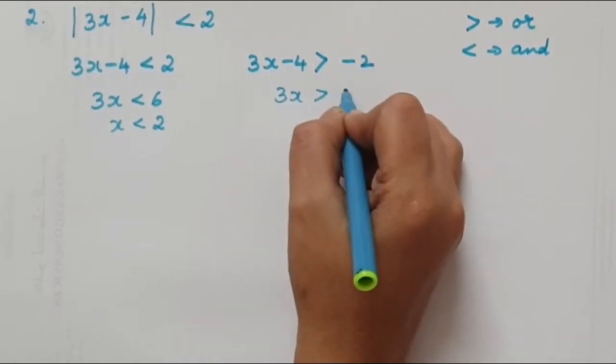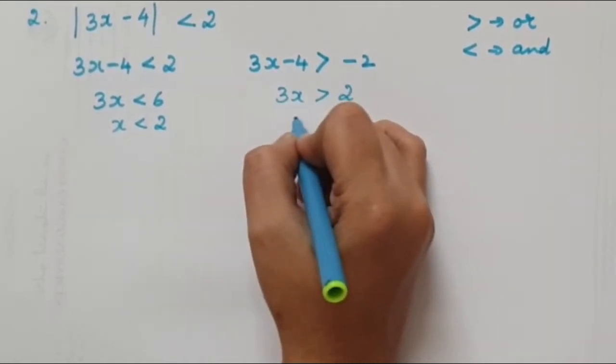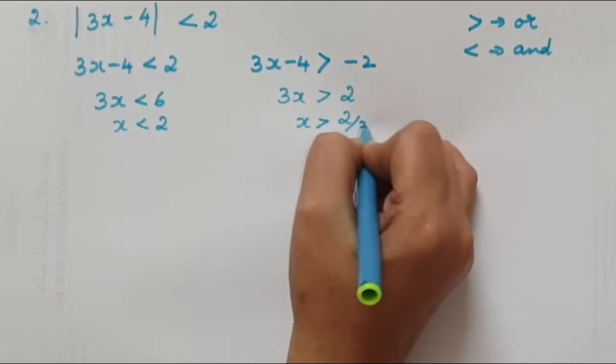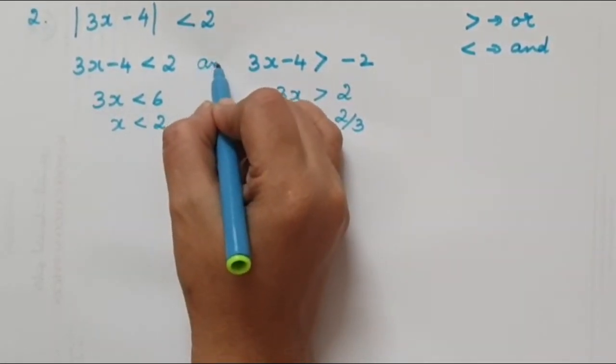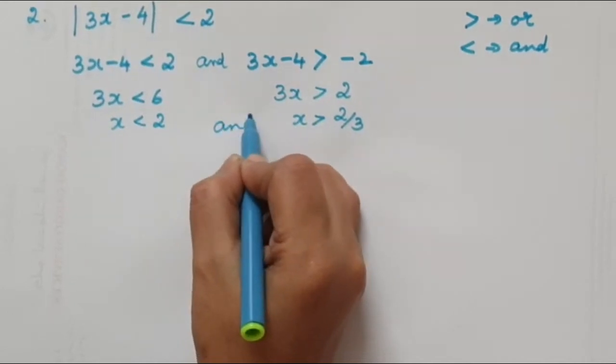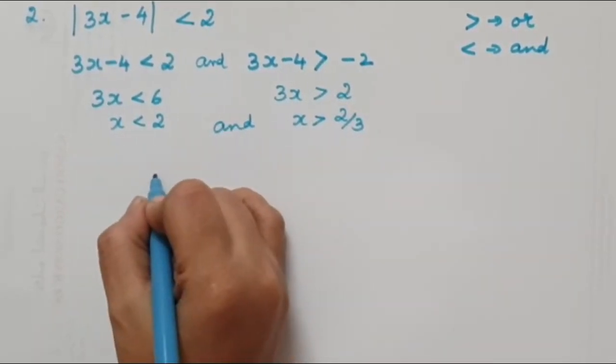3x is greater than 2. x is greater than 2 over 3. Because it is lesser, lesser means it is and. So here also this is and. Now when we draw it on the number line.